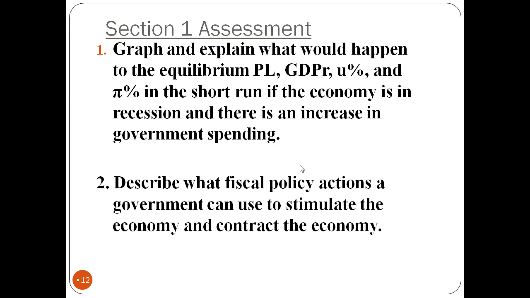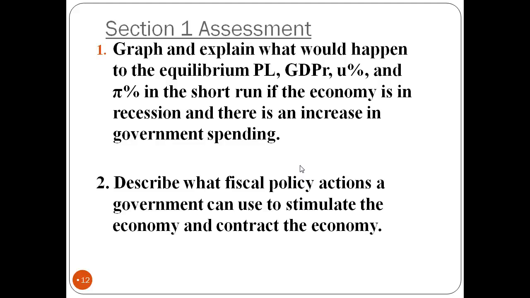To our assessment. So for number one, we're going to graph and explain what would happen to the equilibrium price level, real GDP, unemployment, and inflation rate in the short run if the economy is in recession. So we start off under AD-AS in a recessionary gap, and there is an increase in government spending. So we start off with the gap, we shift aggregate demand to the right, back to full employment output, and then tell me what happened to the price level, real GDP, unemployment, and inflation.